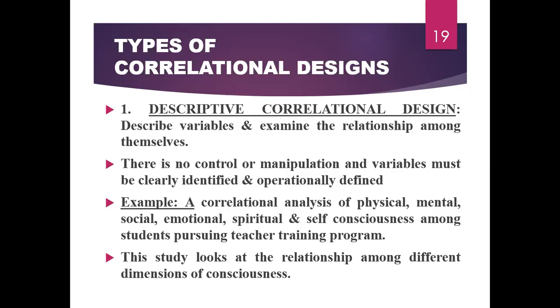For example, a correlational analysis of physical, mental, social, emotional, spiritual, and self consciousness among the students who are pursuing the teacher training program. So this study looks at the relationships among different dimensions of consciousness. All these dimensions: physical dimension, mental, social, emotional, and spiritual dimension with the self. So it identifies many interrelationships in a particular situation. So this is descriptive correlational design.